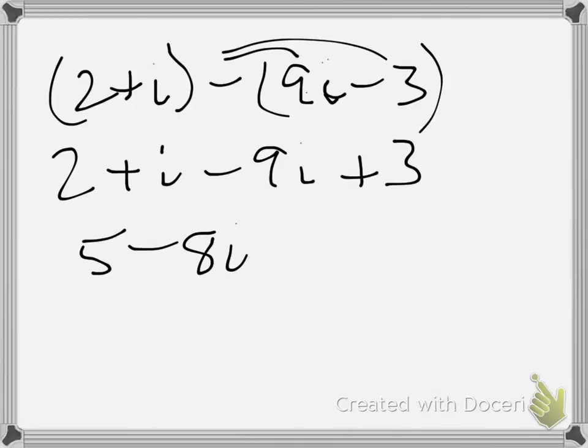Okay, standard form for an imaginary number, or a complex number in this case, is A plus BI. So make sure that, again, the regular number comes first and then your I term comes second.